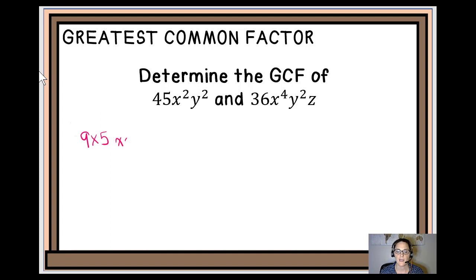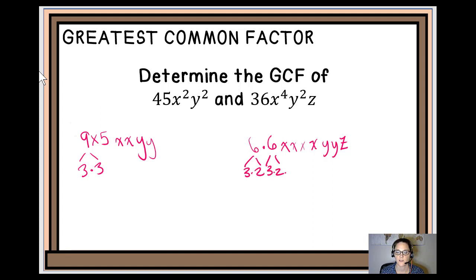So I have x, and I have another x, and I have two y's. And then if I look over here at my 36, two numbers that multiply to give me 36 are 6 and 6. And then I have four x's, two y's, and a z. So I can further break down the 9 to 3 and 3. And I can further break down the 6's to 3 and 2. So this is just another way to look at your factors.